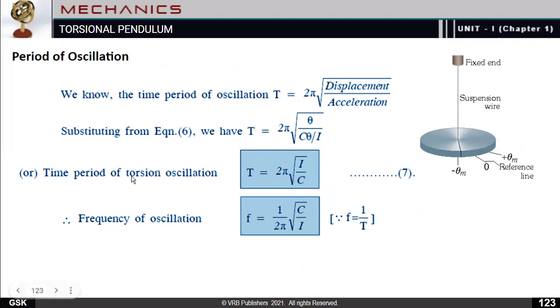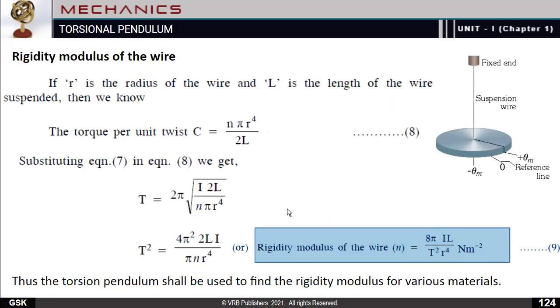The time period of torsional oscillation T is equal to 2 pi into root of I by C. Then frequency is nothing but 1 by T. So whatever T is, take the reciprocal: 1 by 2 pi into root of C by I. Next, we are now coming to the point where we have to calculate the rigidity modulus of the wire. We know the torque per unit twist per couple, the value is n pi r power 4 by 2l. This was already derived in another topic.